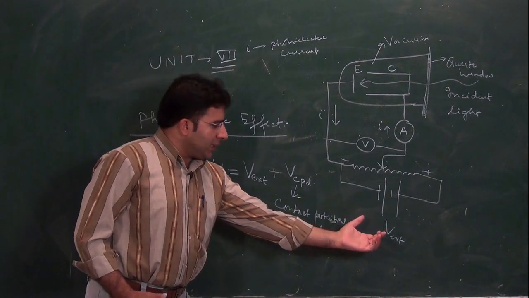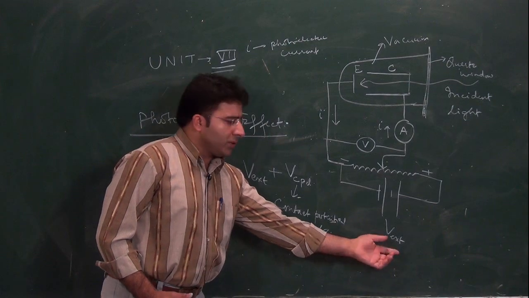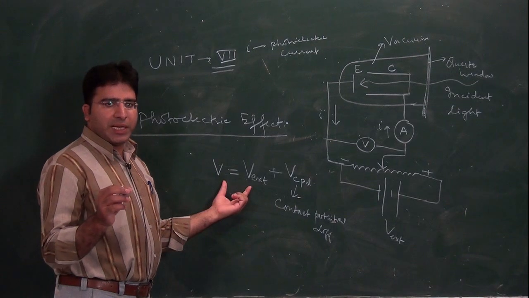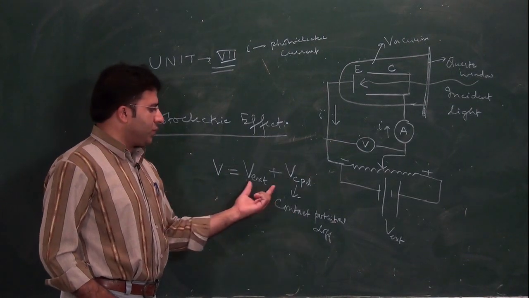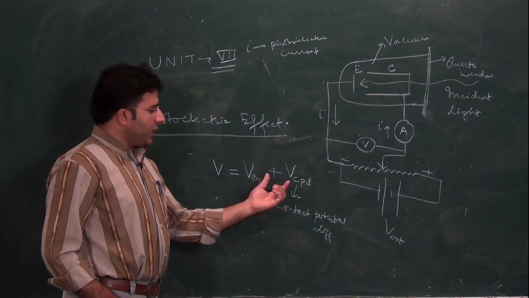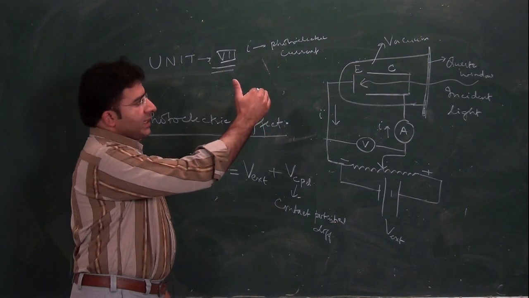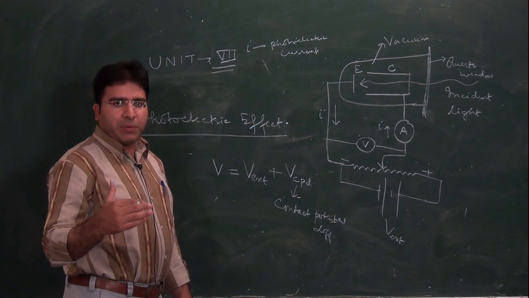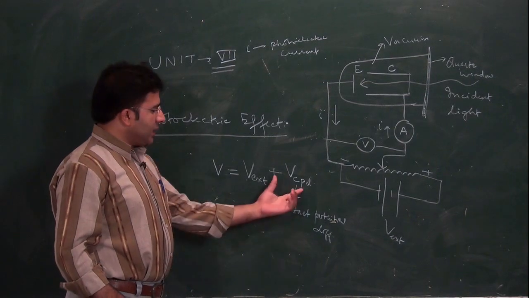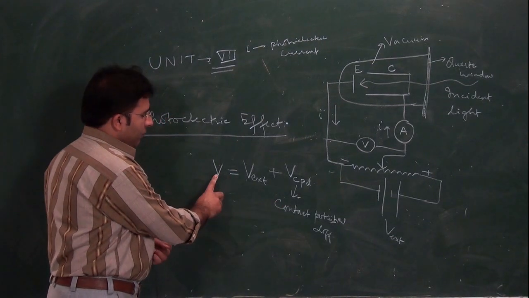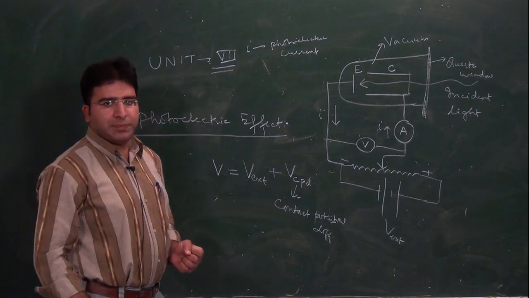And we are externally applying a voltage using this battery. Therefore, the overall voltage across emitter and collector will be the algebraic sum of these two: the externally applied voltage and the contact potential difference. If emitter and collector are made of the same material, then this contact potential difference is 0, and V will simply equal V external.